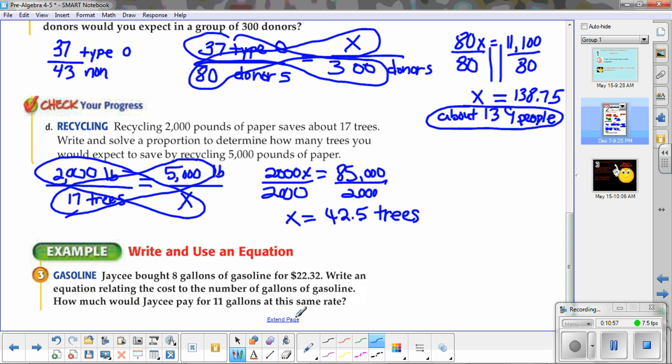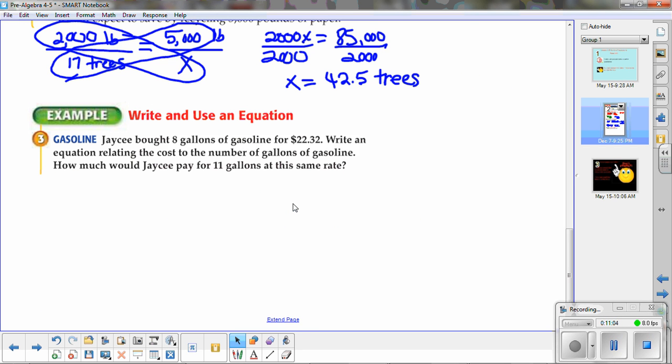The last example just shows a different way to solve these types of proportional relationships. It says to use an equation. JC bought 8 gallons of gasoline for $22.32. Write an equation relating the cost to the number of gallons of gasoline. How much would JC pay for 11 gallons at this same rate?